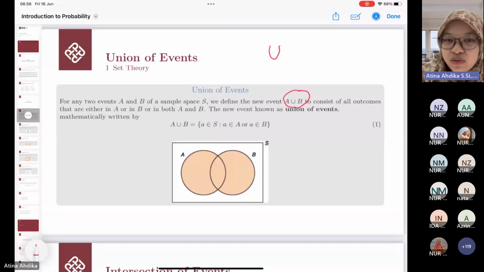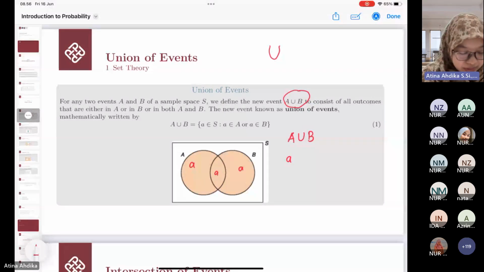So what is the union of A and B? The union of A and B consists of all outcomes that are either in A, or in B, or in both A and B. So if we take any outcome from A union B, let's say I will take any outcome, say little a, this little a can be in A or in B or in both A and B. So we call it the union.